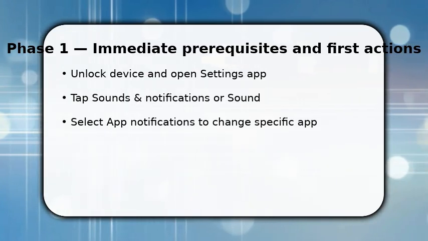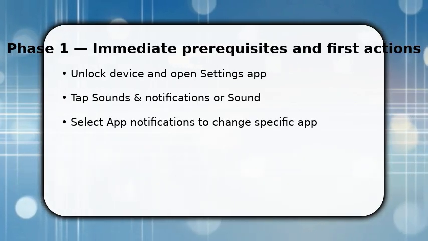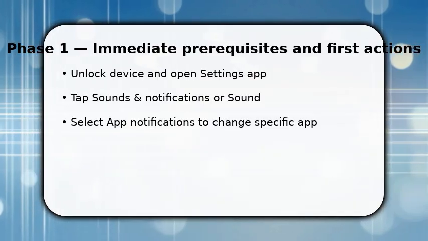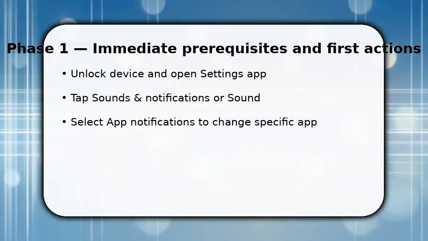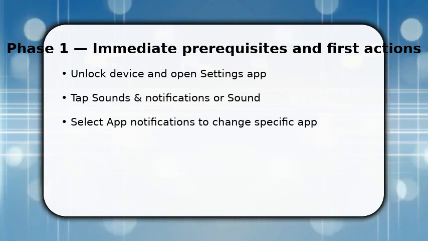Once there, tap the app name and make sure you're looking at notification categories if they exist. These categories let you set sounds per alert type. This first step places you exactly where you need to edit alert tones, so proceed to modify the chosen category.